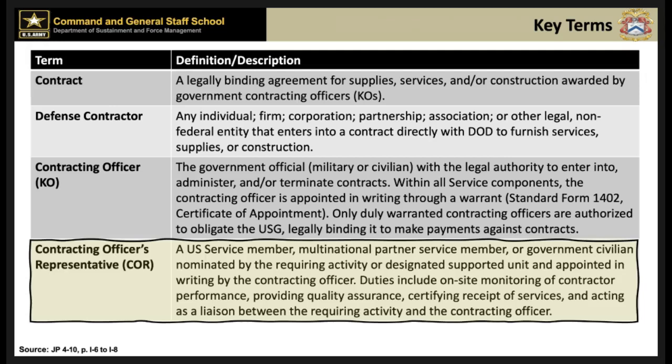CORs are typically U.S. service members or government civilians who are trained to monitor contract performance. The Quality Assurance Surveillance Plan, or QASP, is the document they use to assess contractor performance. CORs must be nominated by the commander and appointed by the KO.